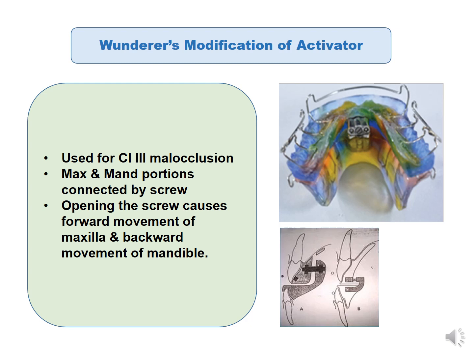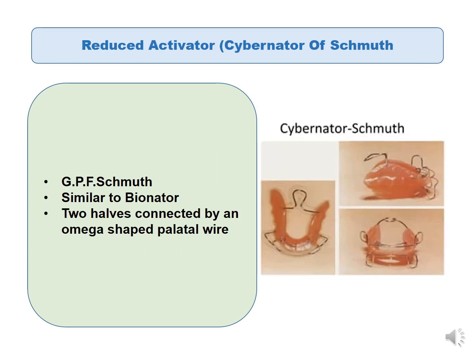Now, another modification is known as the Wunderer modification. This modification is used for class 3 malocclusions, whereby the maxillary and mandibular portions are connected by a screw. Opening of the screw causes forward movement of the maxilla and backward movement of the mandible. Another modification is a reduced activator, also known as the Bionator or Schmuth. It is similar to a Bionator. The two halves are connected by an omega shaped palatal wire.